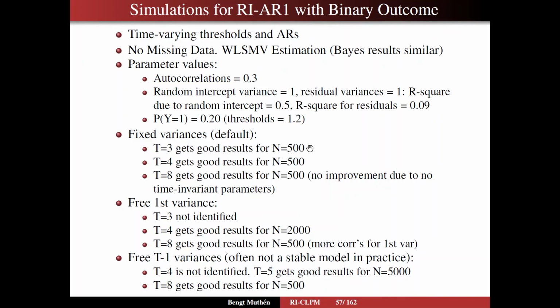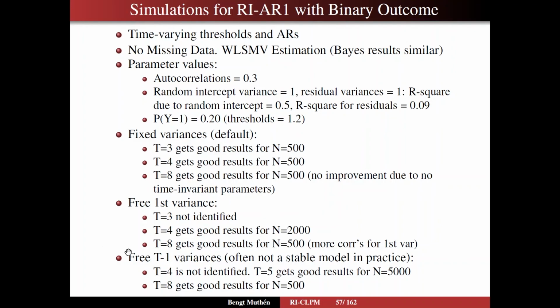But you note here then, to do binary RI-AR1 modeling, you do want to have sample sizes of at least 500. Now, if you free the first variance, as we mentioned, the model would not be identified for 3 time points. T equals 4 gets good results for 2000. So you need a much larger sample to get good results when you start freeing the variance, because the standard errors get larger. T equals 8 gets good results for n equals 500. So here you benefit from having more time points as opposed to in the fixed variance case, because you have more correlations that identify the first variance and identify the random intercept variance.